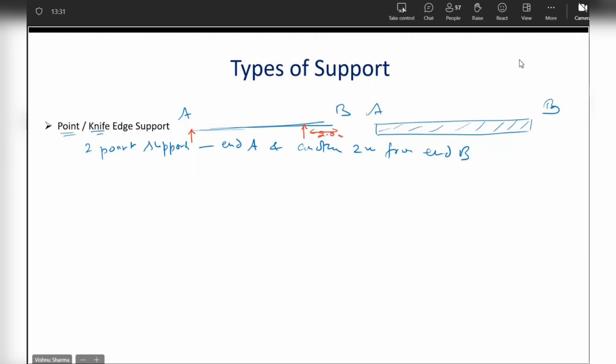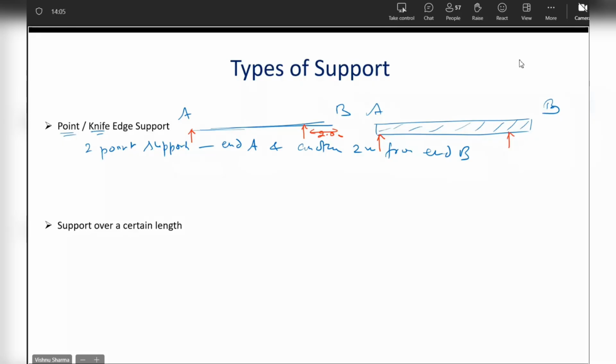The same thing, if I have to put on the beam of uniform cross section, I will put one at end A and another 2 meters inside of end B. This is how the point or knife supports will be represented in our diagrams. What does it mean? That practically, or theoretically rather, these supports are acting at a singular point, like the point force from top, they will exert a point reaction from bottom, upwards.